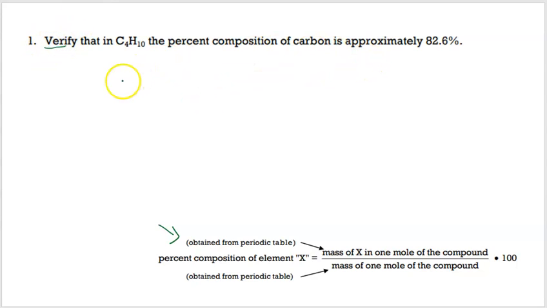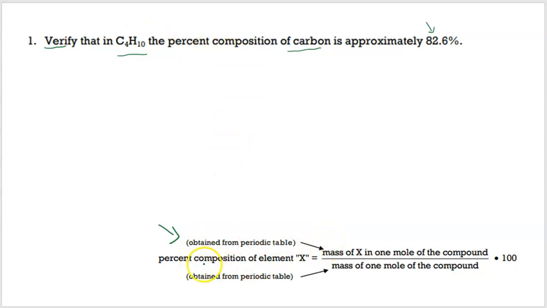So basically, when you see these questions, it just means make sure that in the compound C4H10, the percent composition of carbon is approximately 82.6%, right? A lot of that comes down to how many sig figs we use. But if we get an answer that's close to 82.6%, that means we can verify and say that that is a true statement.